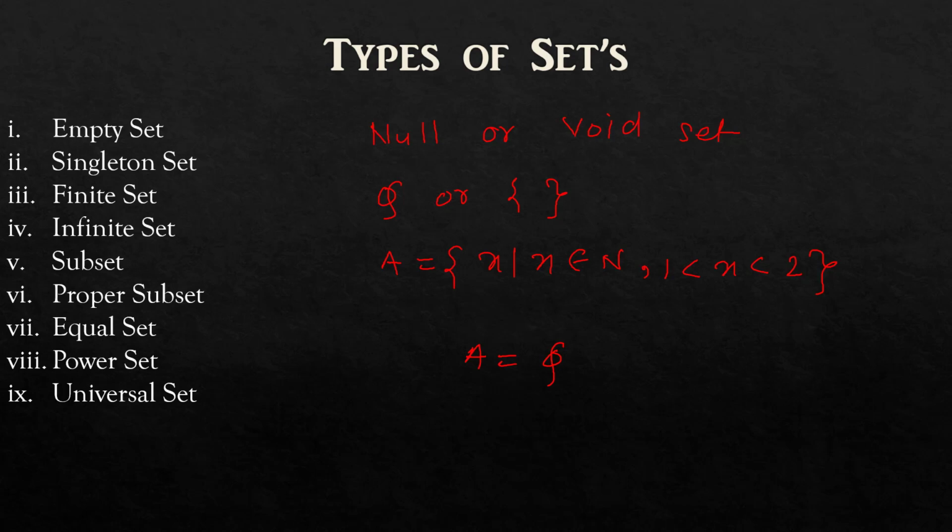So what is an empty set? A set containing no elements is called an empty set or null set or void set, and it is denoted by phi or open and close curly brackets.